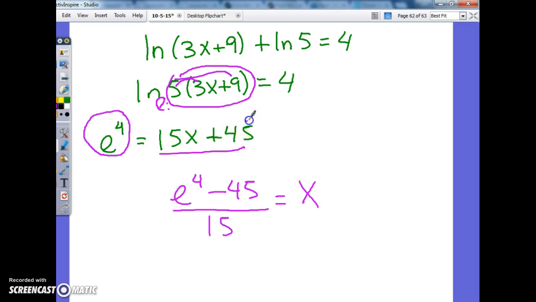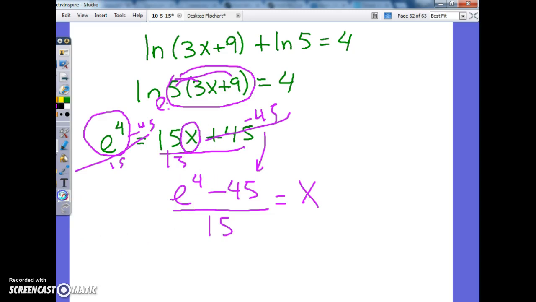So I subtract 45, which is what I have here, and then we're down to this, and we divide by 15. I divided this whole thing by 15. So x equals: I took this right here, subtracted 45, and then divided everything by 15. That's what x is going to equal.